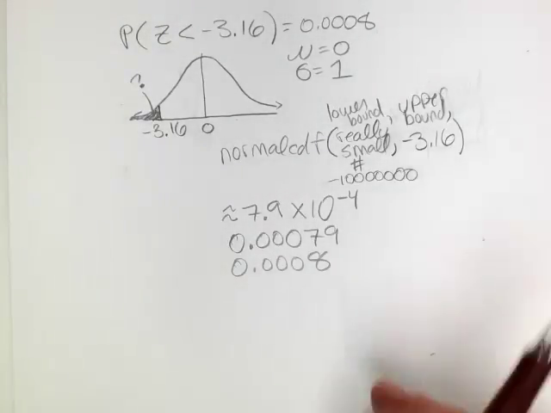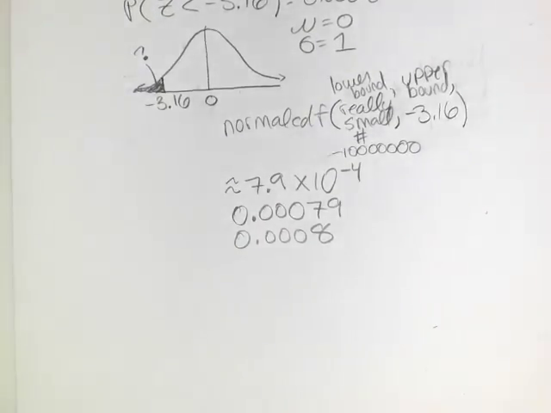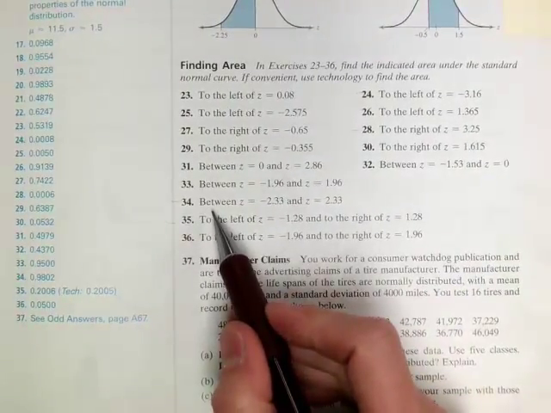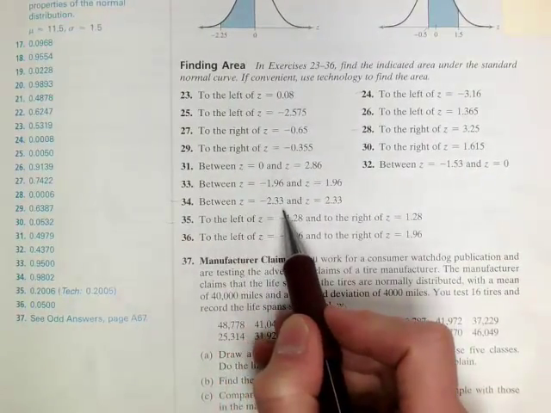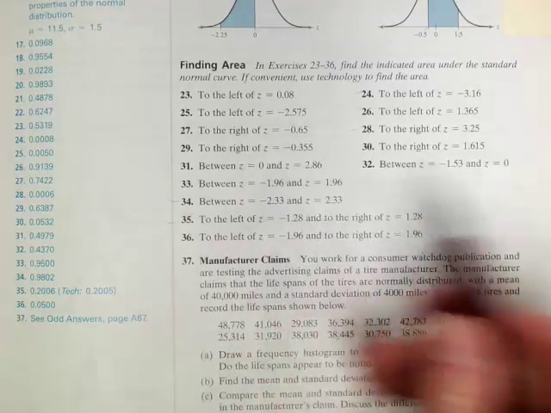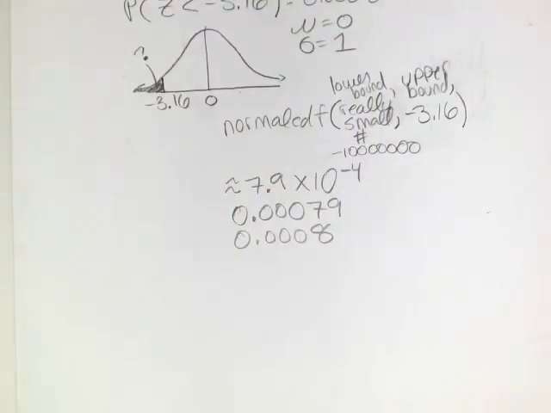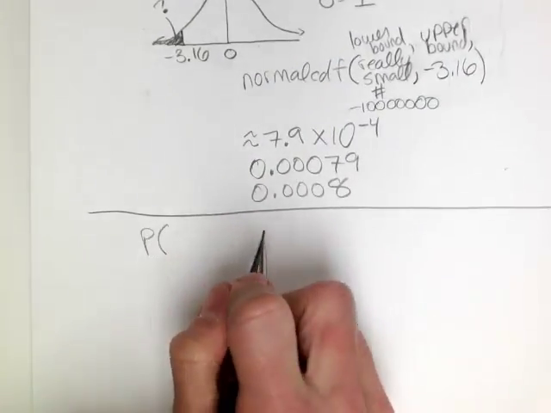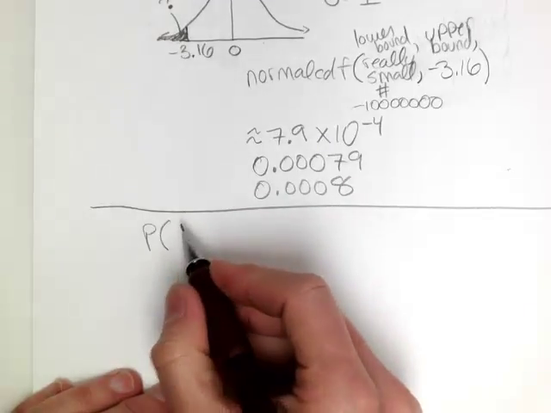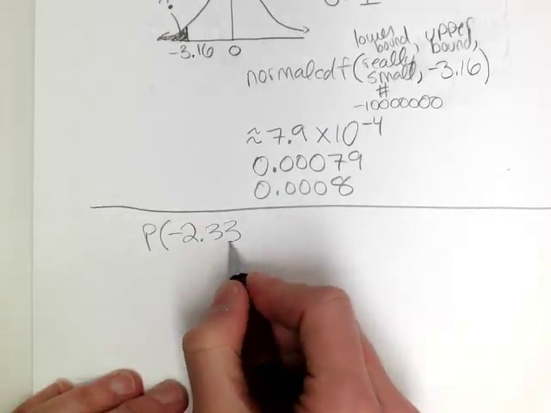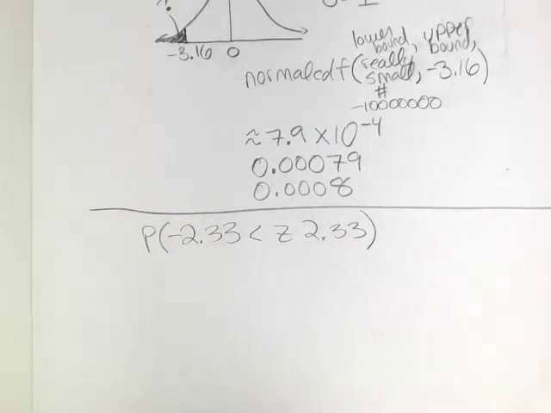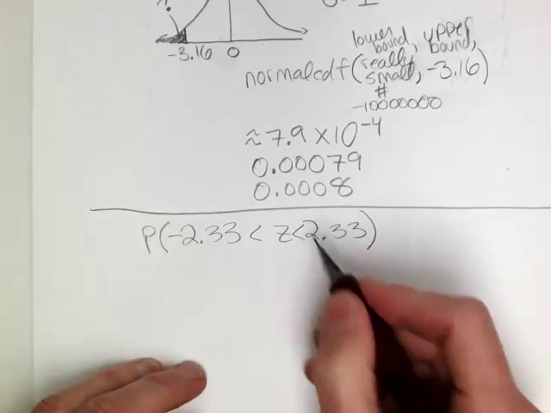Okay, so let's take a look at another one. Let's take a look at this one. Let's take a look at finding the area between negative 2.33 and positive 2.33. So again, I want to sketch what's being asked. In terms of probability notation, this is the same thing as saying I want to find the probability z falls between negative 2.33 and positive 2.33. Okay? We're between those two values.